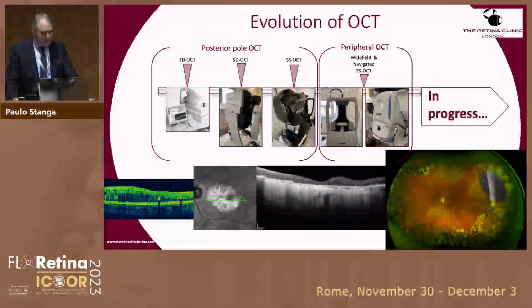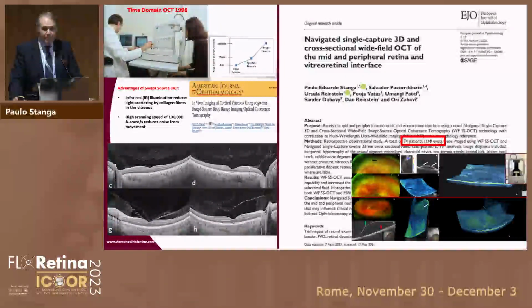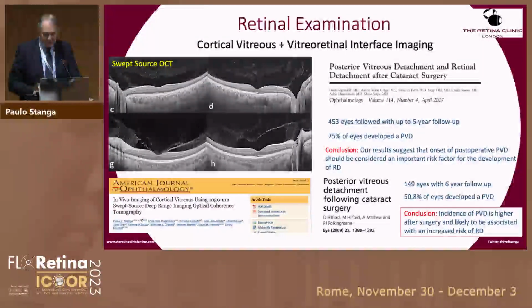OCT has undergone a revolution. We no longer image the macula with OCT. We image the macula and beyond. With the Canon technology, we started looking beyond the posterior pole, to the point that we also published a paper on 3D rendering of images and how helpful this is for a vitreo-retinal surgeon.